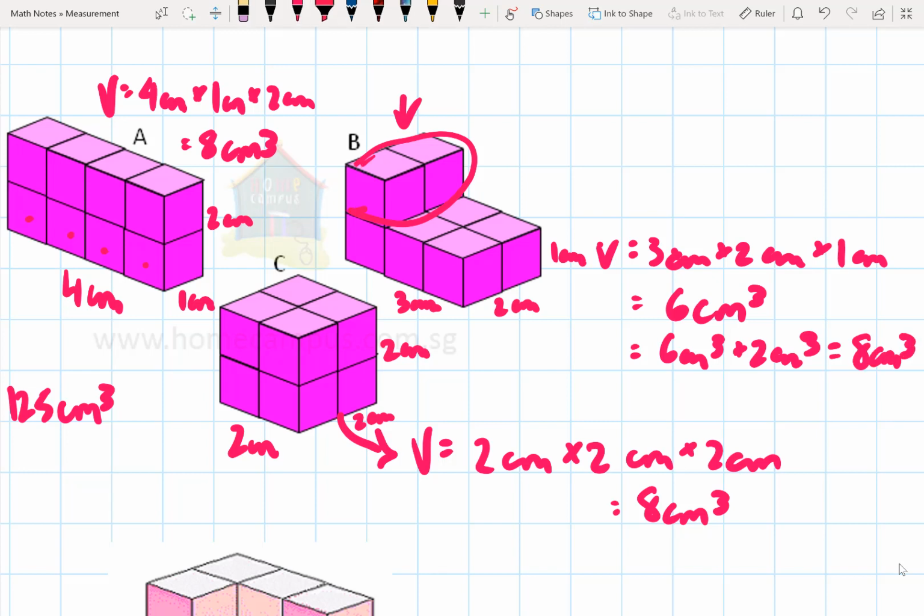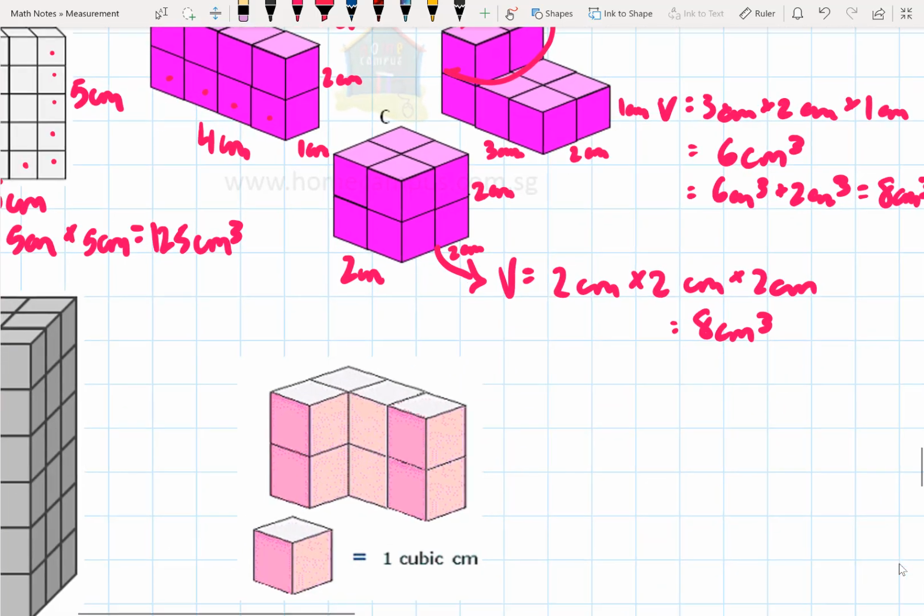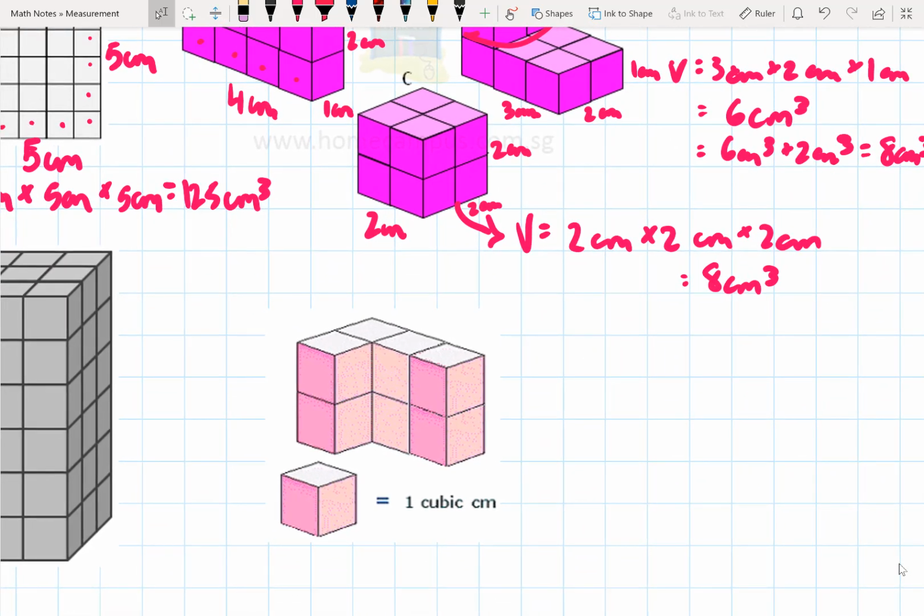So I used the formula to find the bottom layer, and then I simply just added the two cubes at the end on the top rather than using the formula again. So it's up to you how you want to do that. The volume of this geometric solid here would be, once again, there is this rectangular prism here, and then beside it there's another prism here. So what you have to do is add them together again. Find the volume of each section and then add them together. So I'm just going to count them.